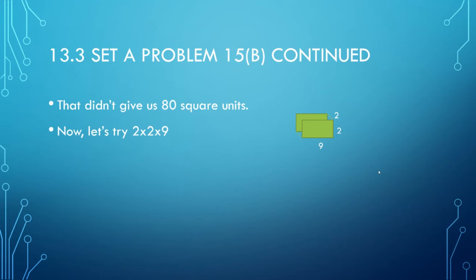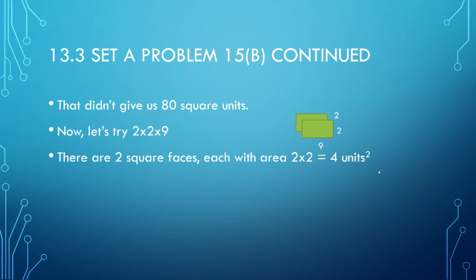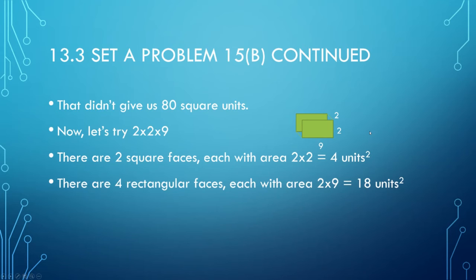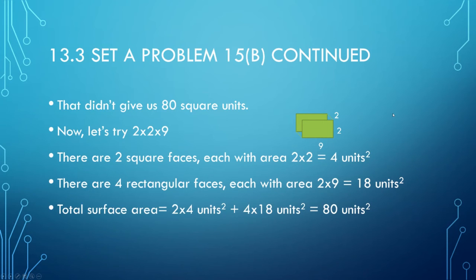We're going to try the 2 by 2 by 9. Okay, remember we need to have the 3 dimensions multiplying to give us 36. Okay, so for this one, we have 2 square faces, that's the left and the right, and those are each 2 by 2 for an area of 4 square units. And then we have 4 rectangular faces, the top and the bottom and the front and the back, that each have an area of 2 times 9 or 18 square units. So then the total surface area, we have 2 faces that have an area of 4 square units and 4 faces that have an area of 18 square units. And that gives us a total of 80 square units. And that's what we were looking for.